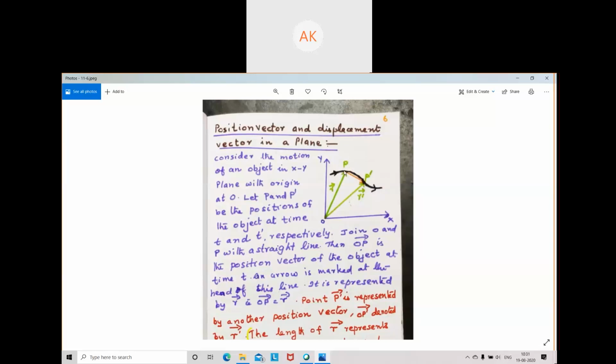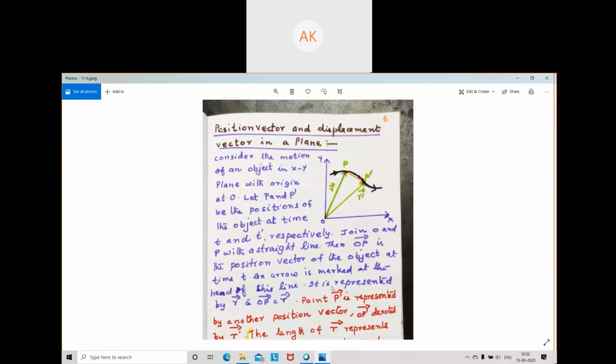How is it drawn? Draw a straight line from the origin to that point P and put an arrow mark on it. At a time t dash, the body is at P dash. How will you draw the position vector? Draw a straight line from O to that point P dash, put an arrow mark on it. That will give the magnitude of the position, how far it is from the origin, and in which direction it is moving. These two things the position vector tells us. Here at a time t dash, the body is at P dash, and its position vector is vector R dash. All these things are explained here.